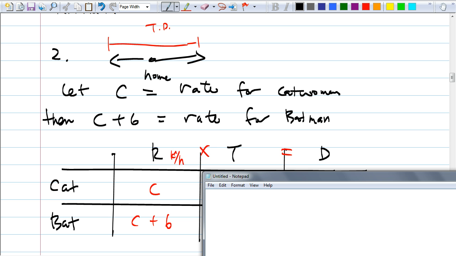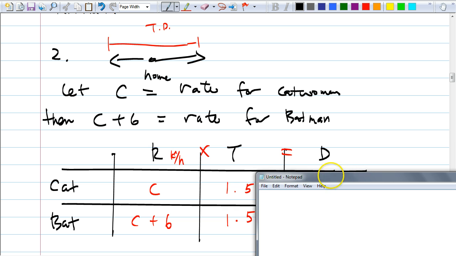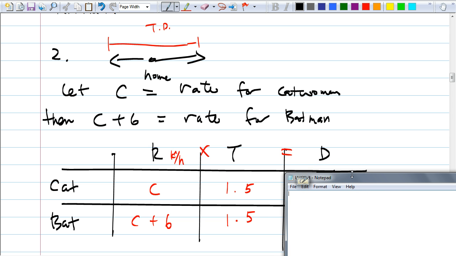Okay, and then what about time? Who could tell me what to plug in for time? How about Carolyn? 1.5 hours. 1.5 hours for which one? For both is correct. You guys are correct. Well, okay, can somebody explain why it is 1.5 for both?